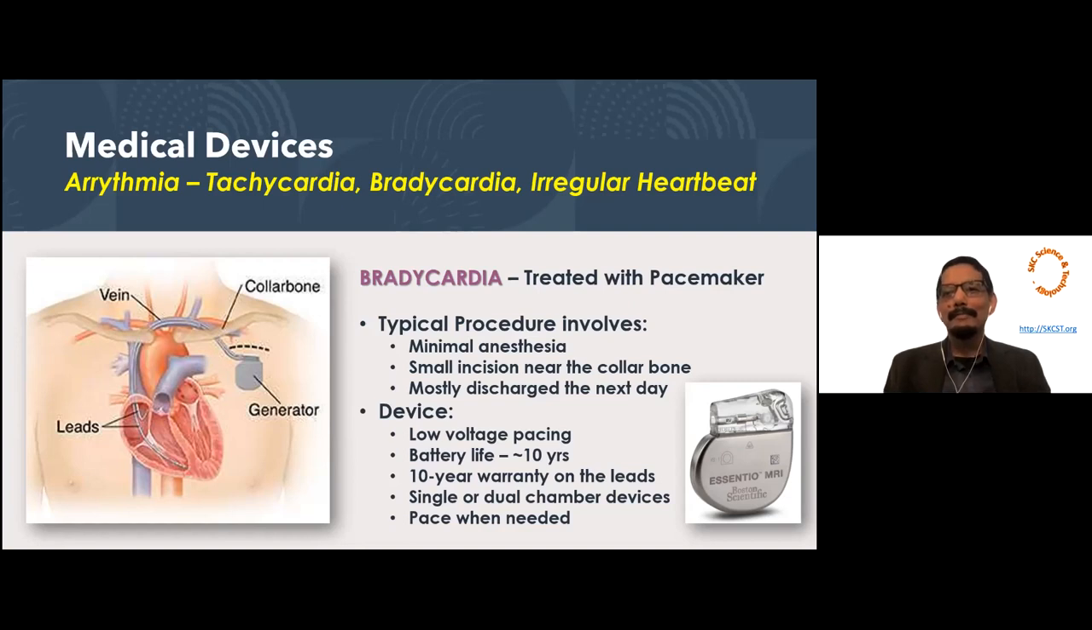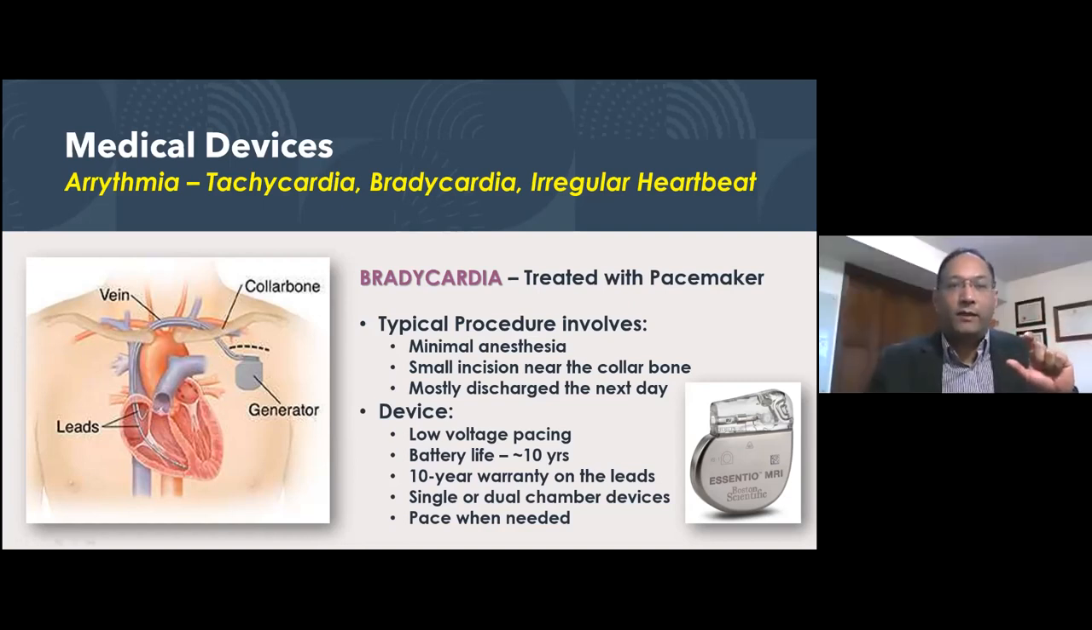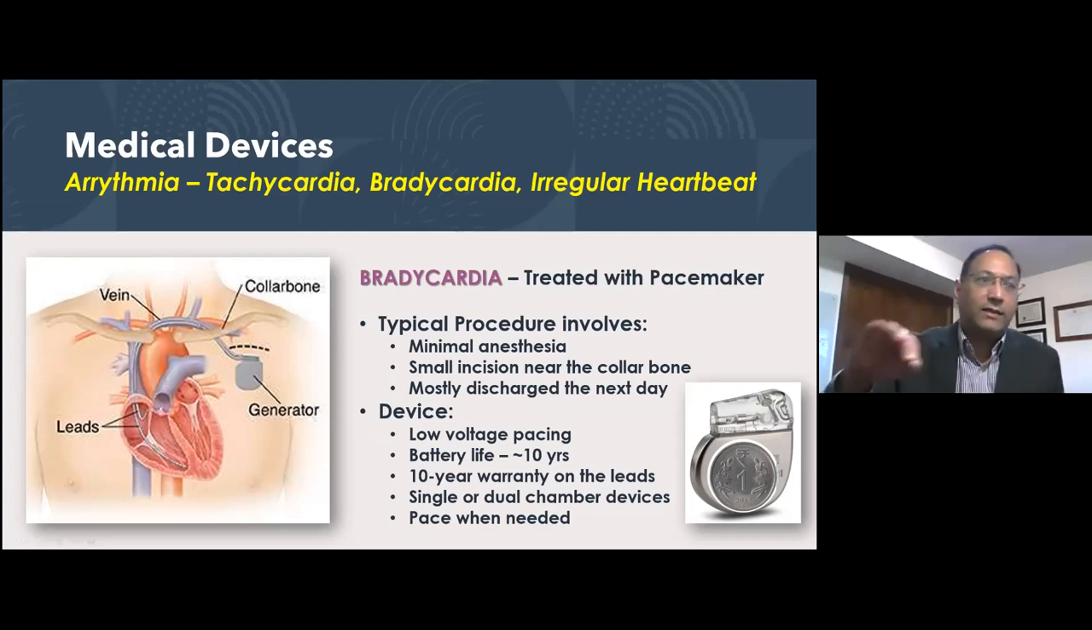Just to give you a perspective of the size of these devices, you can compare it to a 1 rupee coin. It's just a little bit bigger than a 1 rupee coin, and the thickness is maybe 2 to 3 millimeters, and up to about 5 millimeters in certain cases. But they're very small in pacemakers, which nobody would even know when you put it in here. So that's on the pacemaker side of things for low heart rate.